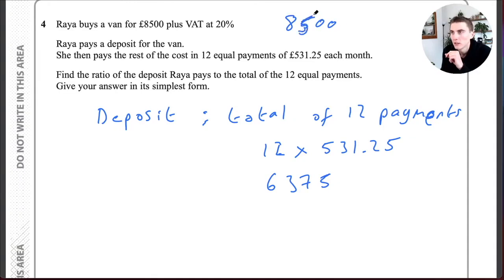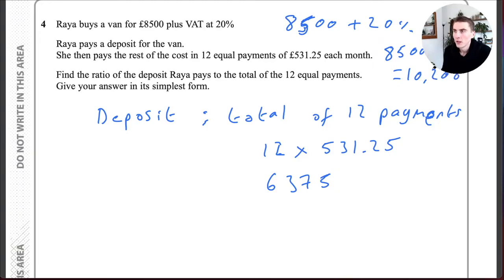That's meant to be a 5, that's terrible. 8,500, add 20%. And basically, if you want to add 20%, we want to find 120% of it. So we can do that by doing 8,500 times 1.2. If you times something by 1.2, it means you're finding the original and also 20% extra. So we do that, and that gives us £10,200.